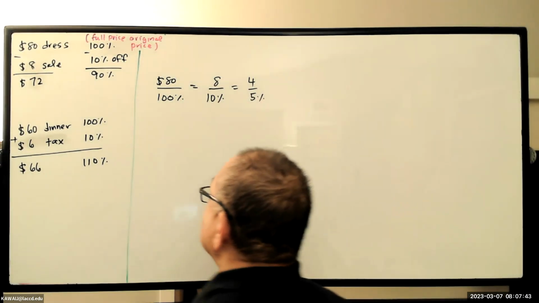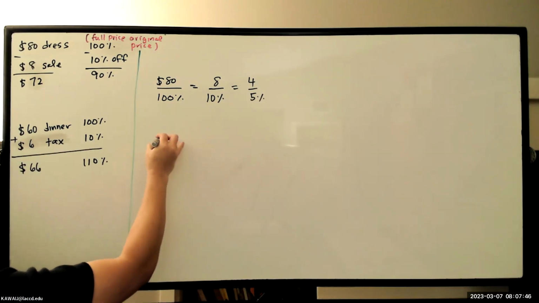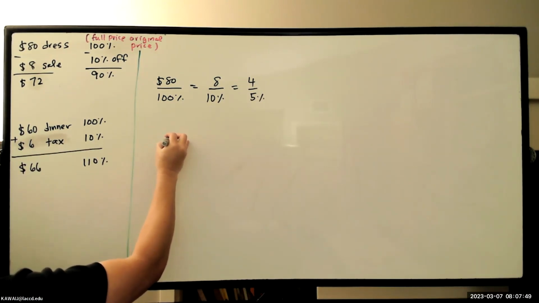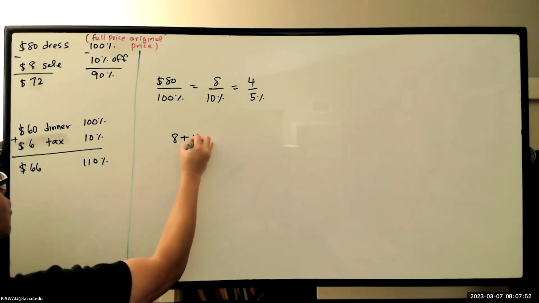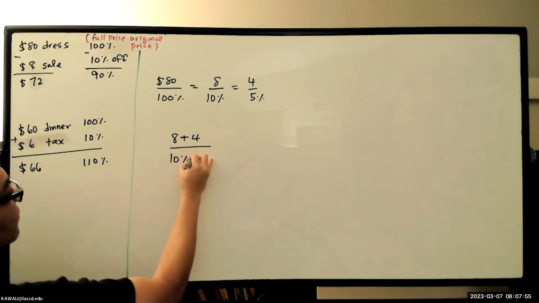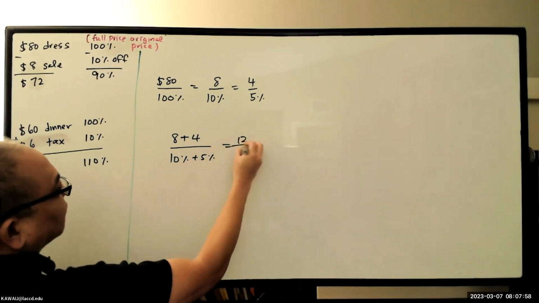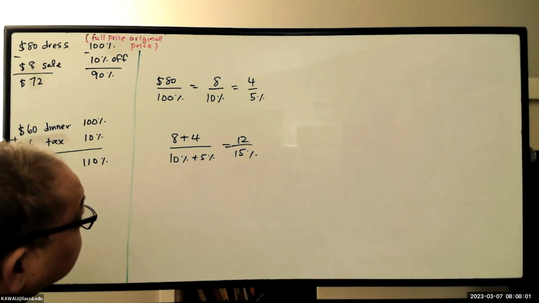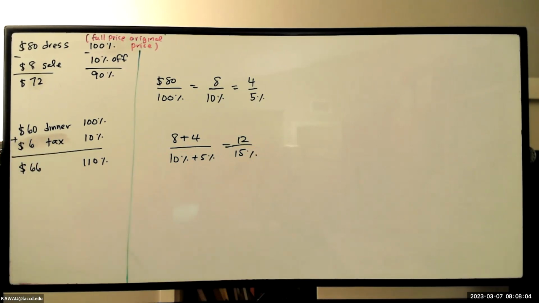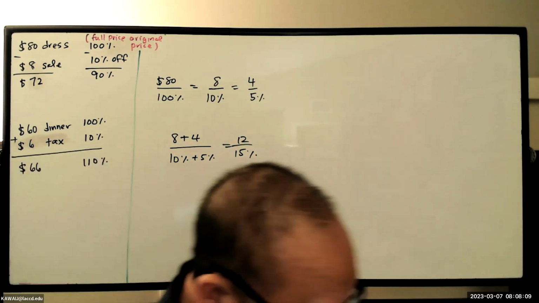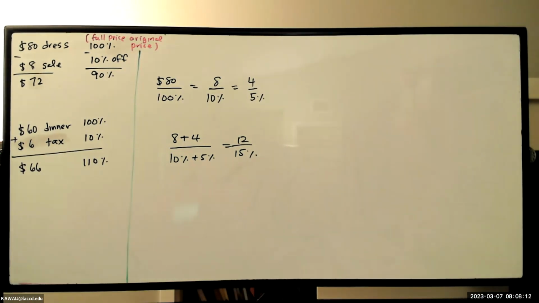Now, the nice thing about this is that it does something fractions normally can't do. We can say 8 plus 4 is equal to 10% plus 5%. So I get 12 over 15%. Now remember, if you have a question, interrupt me.